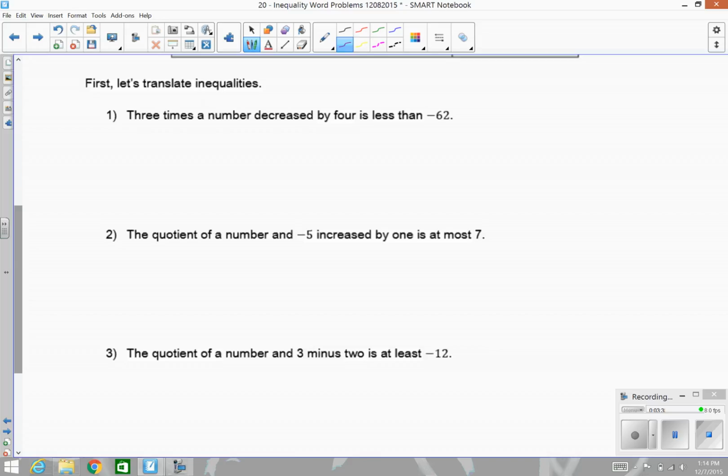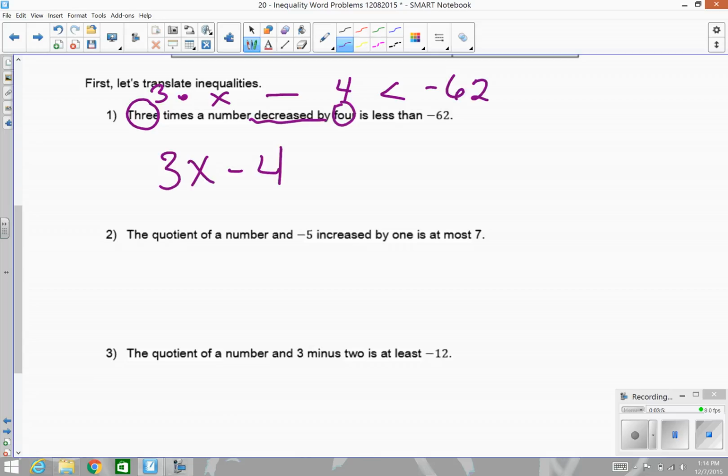Okay, so we have 3 times a number decreased by 4 is less than negative 62. So that one's pretty straightforward. You can literally copy it as you read it.